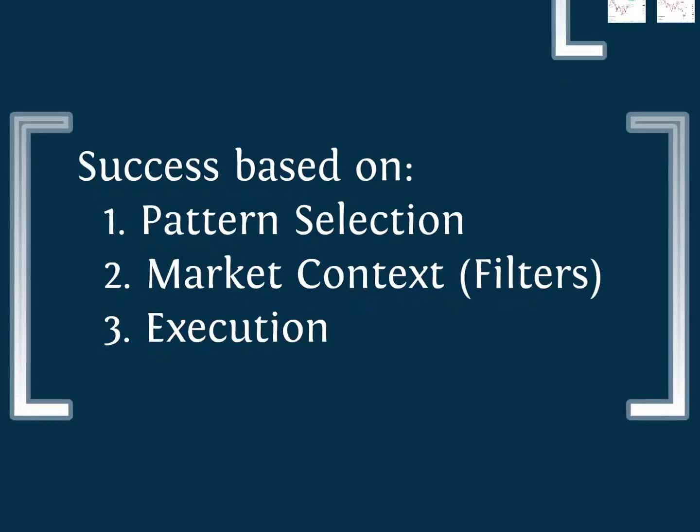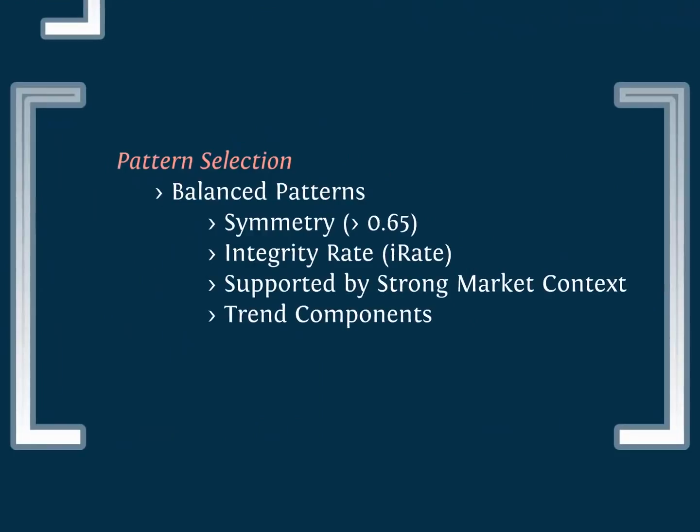So my pattern selection is based on balanced patterns. I was looking for a symmetry of at least 0.65 or above, and also an integrity rate of at least 0.6 or above. They are then supported by a strong market context, and the underlying trend, whether bullish or bearish, matches any pattern I'm checking.